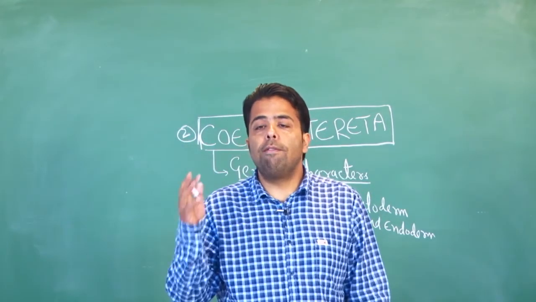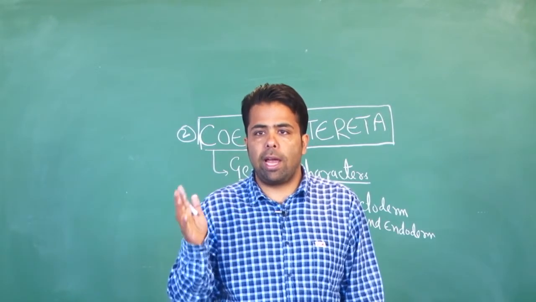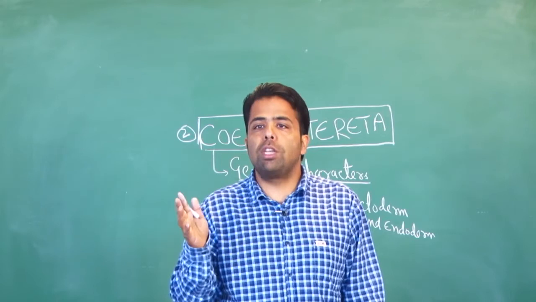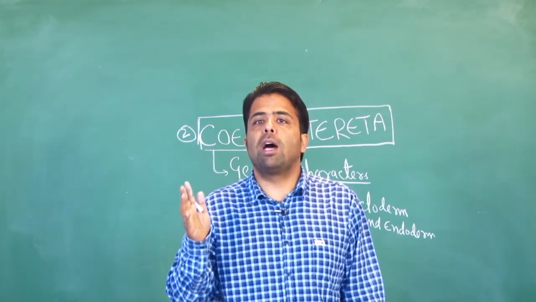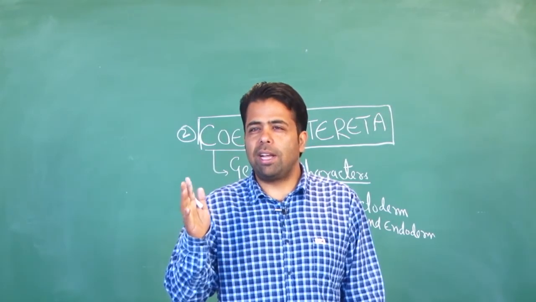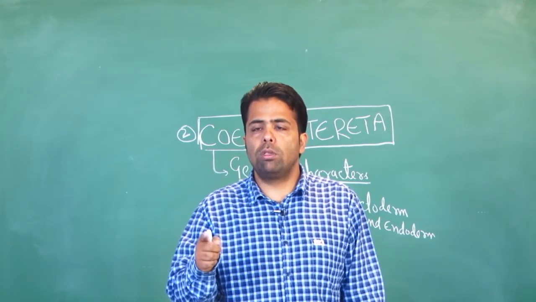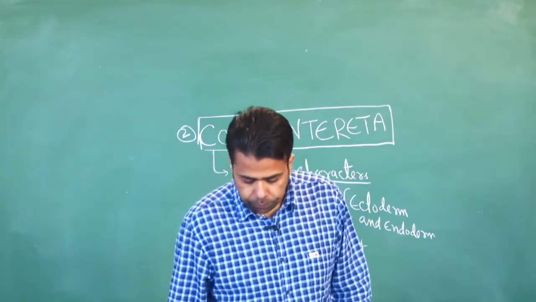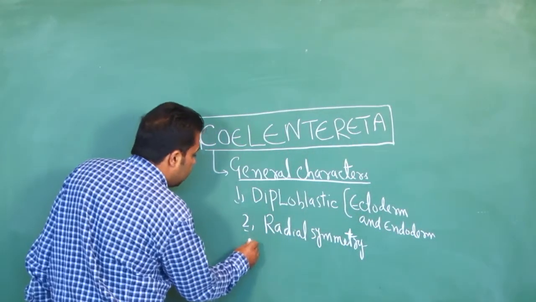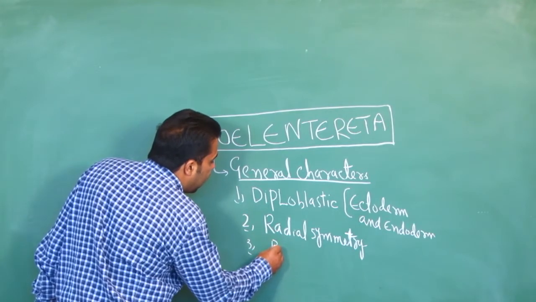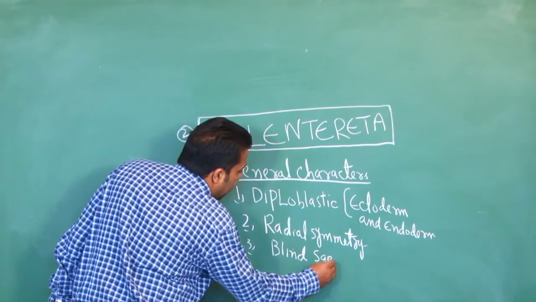So we are discussing phylum Coelenterata and giving the general characters. The first general character is that they are diploblastic, that is, they are having two germ layers. Point number 2 is that they are having radial symmetry, that is, when an organism is cut into two equal halves by more than one plane. Point number 3 is they are having blind sac plan.